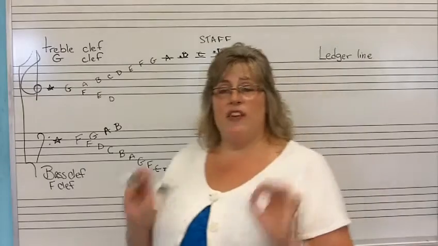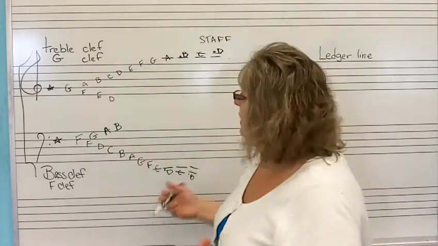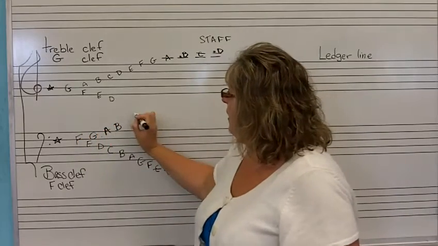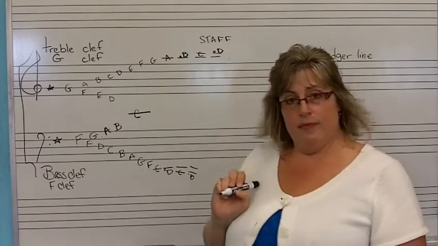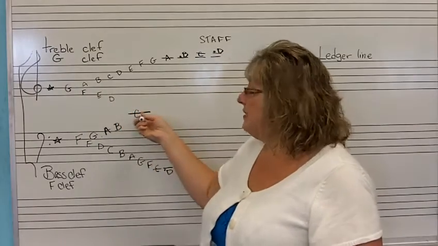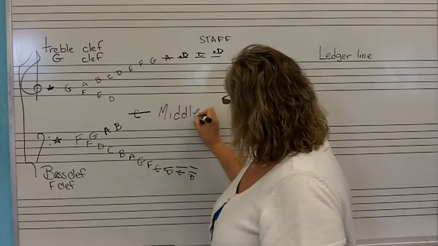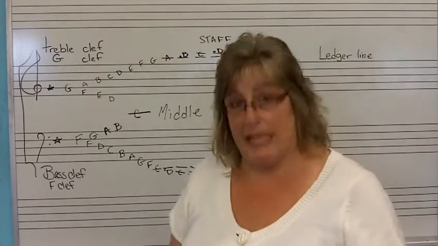There's one note that's very, very important to our musical notation, because if I'm following up my staff here, F, G, A, I need a ledger line for C. If I'm going down my staff, G, F, E, D, C. This C right here is called middle C. And it's called middle C because it connects the treble and the bass clef together.